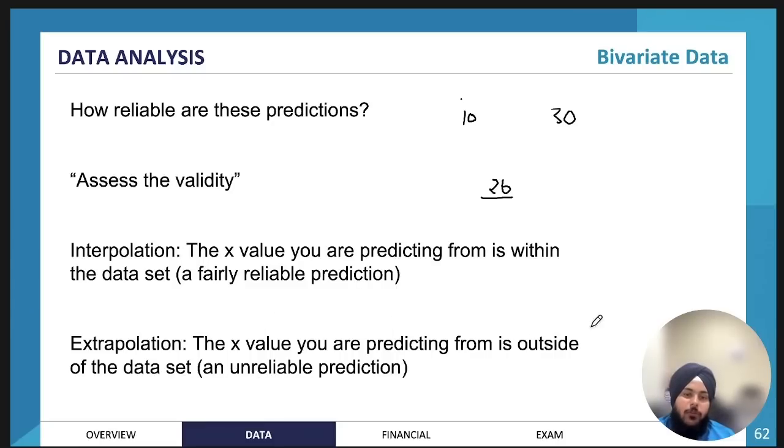However, let's say we're trying to predict what the y variable is going to be when x equals 45. We can still determine what the value is going to be. But when it comes to whether the prediction we made is reliable or not, it's going to be very unreliable, because we don't know if the pattern is going to continue after the 30-year mark. So we know from 10 to 30 the pattern is like this. But soon enough, it might go like this. So we can't predict. Therefore, when we're predicting outside the data range, we call that extrapolation.